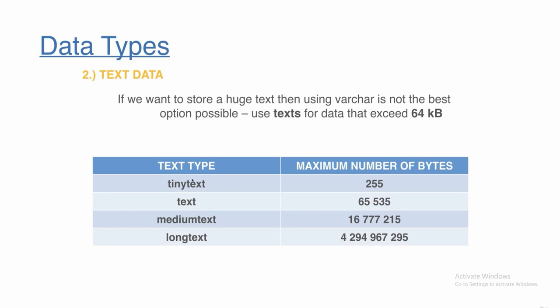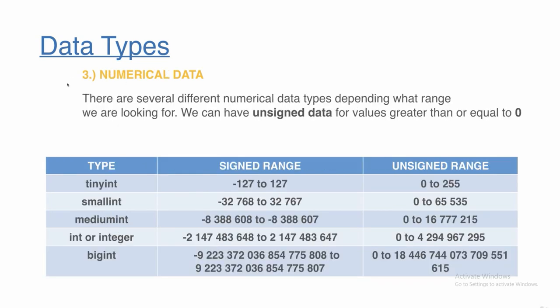If we want to store just a very small text, then of course, maybe tiny text is the best option. If we have a huge blog article with tens of thousands of words, then of course, we have to use medium text or even long text. Okay, what about numerical data? There are several different numerical data types depending on what range we are looking for.